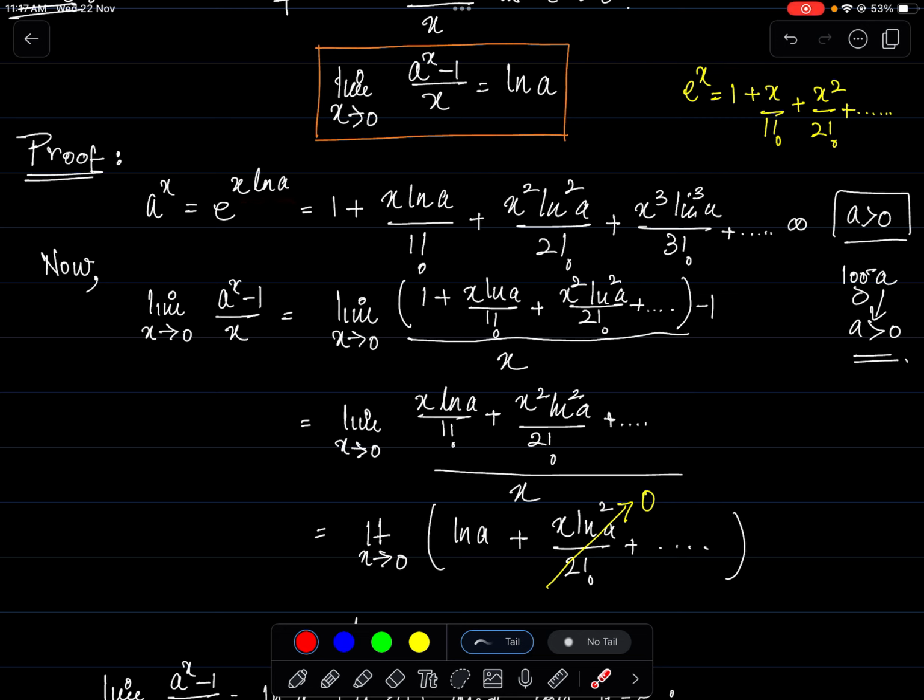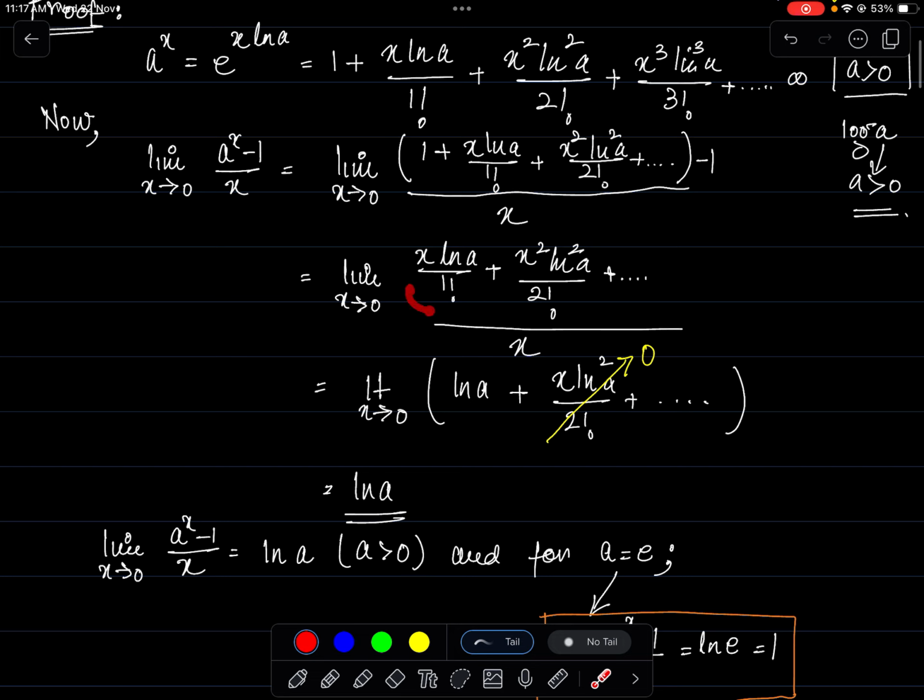Now further on, what we are doing is substituting the value of a power x from this into the actual limit that we are supposed to find. When I substitute it, I can see that 1 and minus 1 will get cancelled, and you will be left with this term in the numerator and x in the denominator. Now from every term in the numerator, I can take x common, because the first term has x, the next term has x square, the next term will have x cube, and so on and so forth. Now let us take x common.